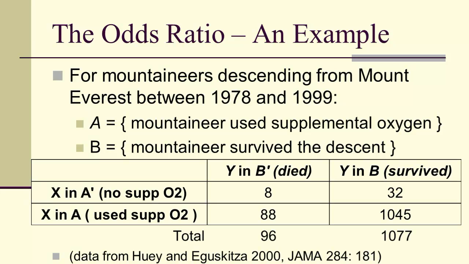There were 8 who did not use supplemental oxygen who died. And there were 88 who did use supplemental oxygen that died. But notice that there were only 32 that did not use supplemental oxygen and survived, and 1,045 who used supplemental oxygen and survived.